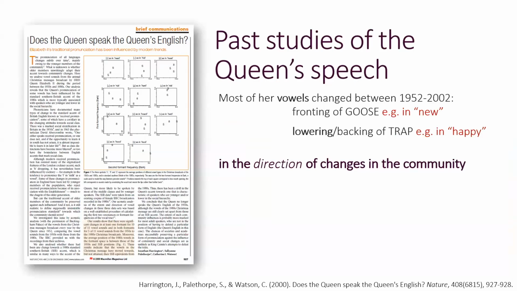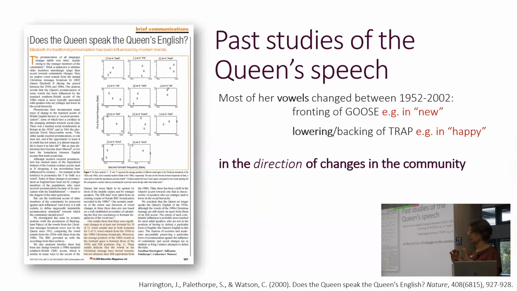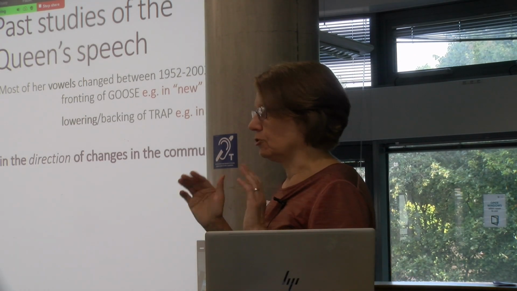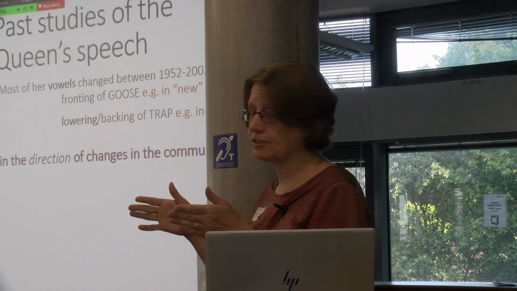But the really famous studies, which you may well be aware of, and if you're not, you'll love these. There was a big study published in the year 2000 in Nature, which is one of the biggest journals in science, and the title was, "Does the Queen Speak the Queen's English?" They looked at her monophthongs. So those are her vowels which don't have a change in them, leaving out vowels like I and ow and o, but the straight vowels, the short ones and the long ones. And most of those had changed. So they looked at a period of 50 years, 1952 to 2002.